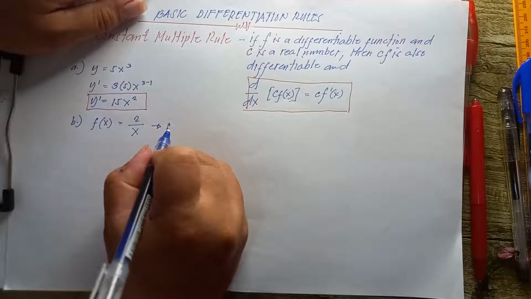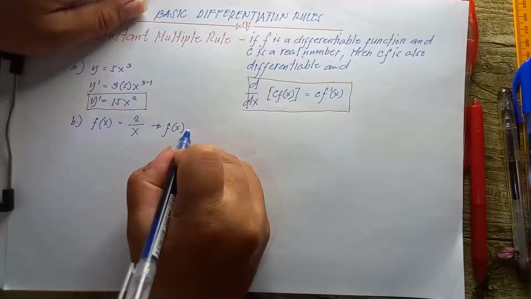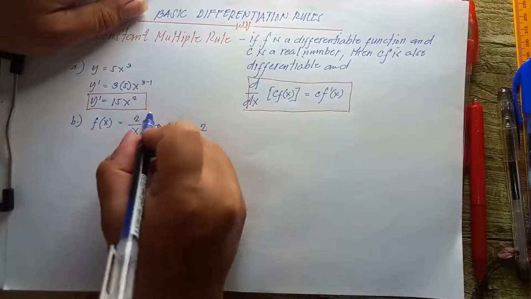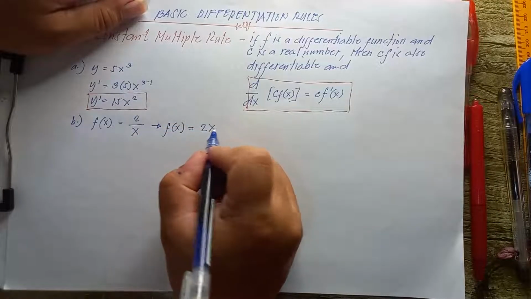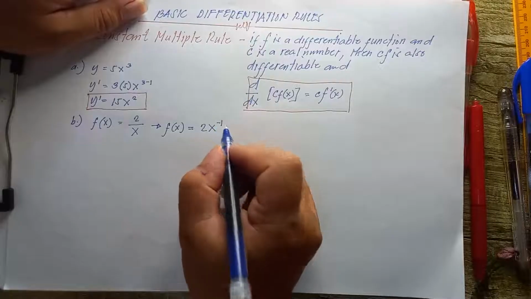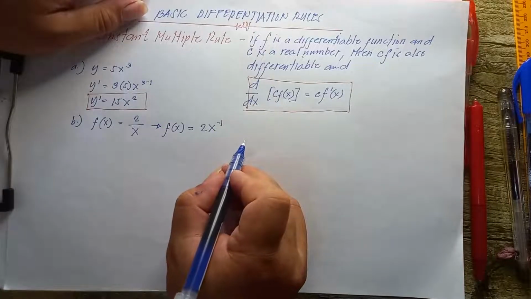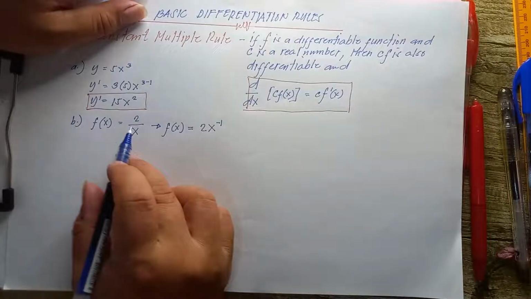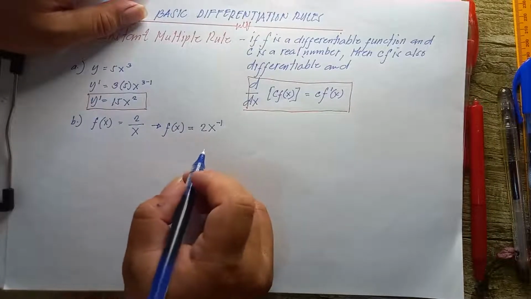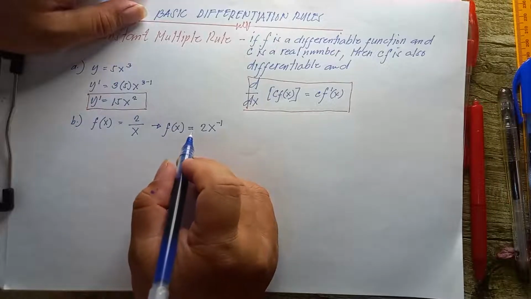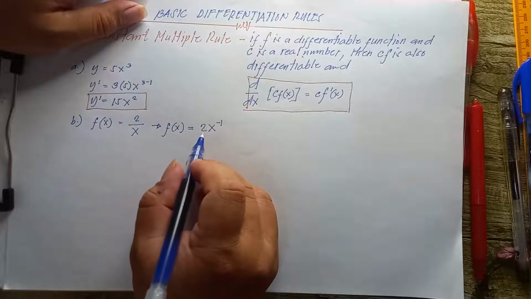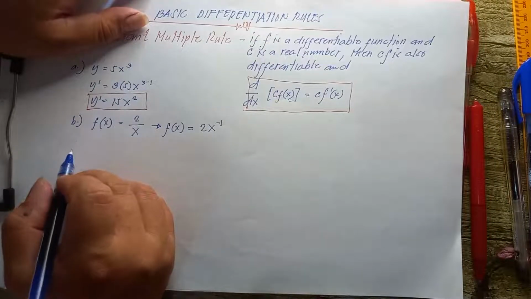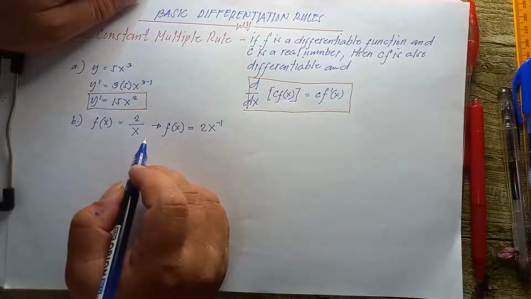So f of x is equal to 2, and I will raise that x up to the numerator. So I have x raised to negative 1. Having said this, the converted form of the function f of x is equal to 2 over x is the same as f of x is equal to 2x raised to negative 1. Now we can get the derivative by applying the constant multiple rule.